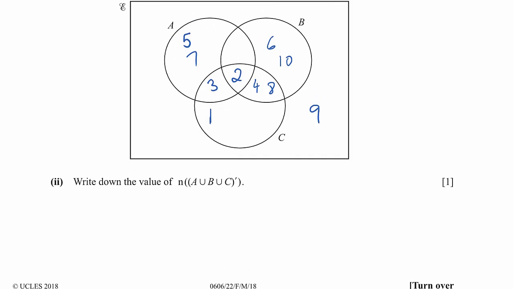So now we're asked to write down the number of elements in not (A union B union C). That's union. So A union B union C is everything inside here. And so not that is outside, and there's only one thing outside. So that would be 1.